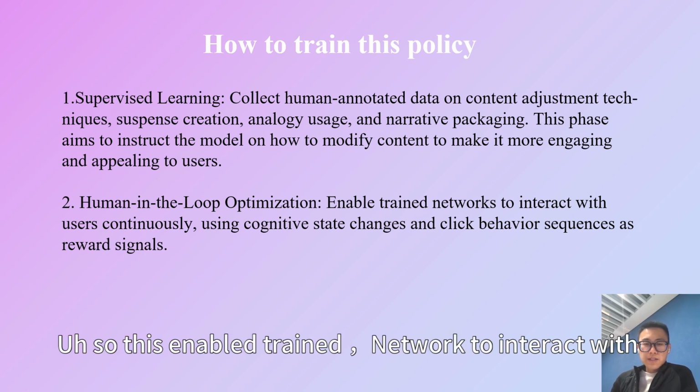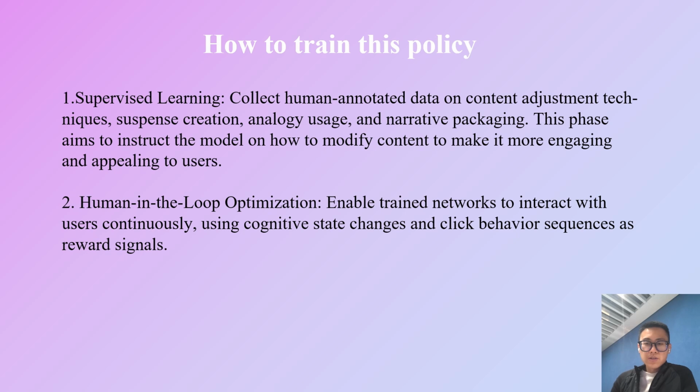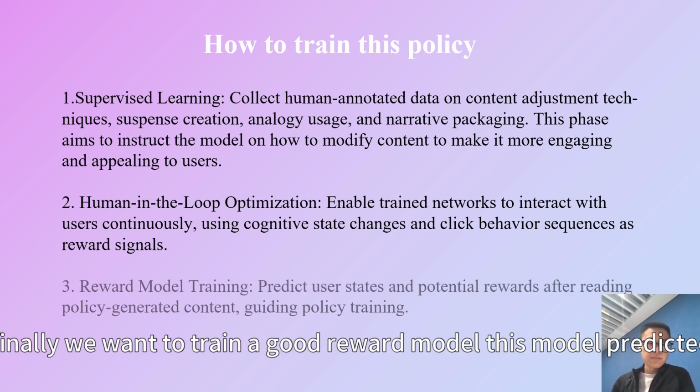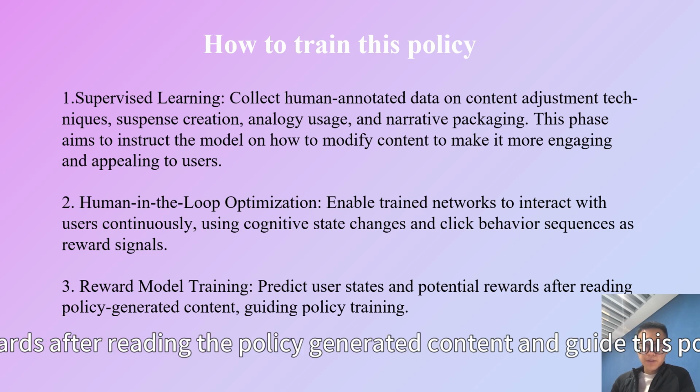After this phase, we use human-in-the-loop optimization. This enables the trained network to interact with users continuously, using their cognitive state and click behavior as a reward signal to continuously improve the system. And finally, we want to train a good reward model. This model predicts user states and potential rewards after reading the policy-generated content, and guides the policy to train faster at least.